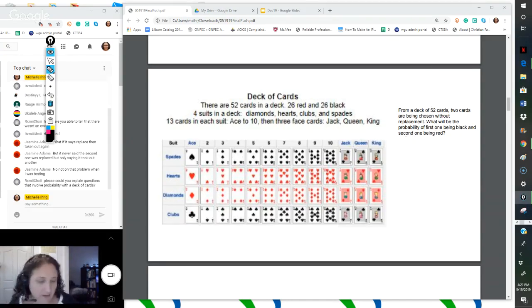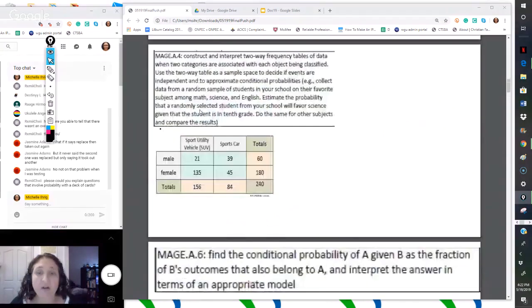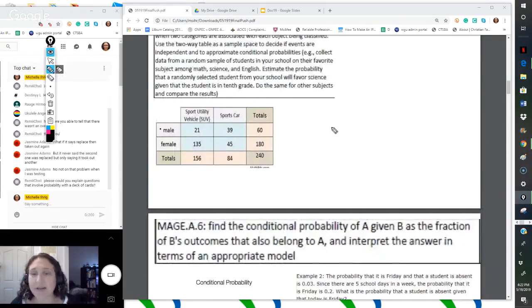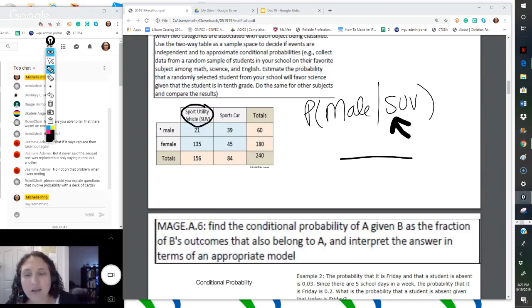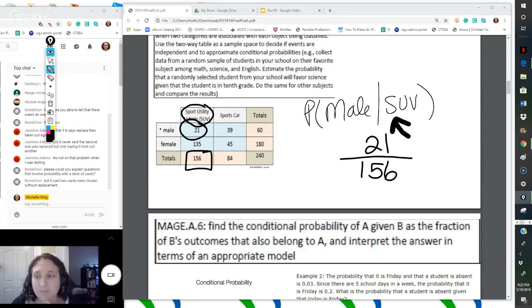All right, I'm going to move on and let's go back up here. So if we have this table, let's take a look real quick again. If they say, what's the probability a person is male given they bought an SUV? What we're going to do is pay attention. This is on the back, so I know the total number of SUVs goes on the bottom. Here's my SUVs. 156 people go in my denominator. Of those 156 people, 21 of them are male, so that's what my answer is going to be.